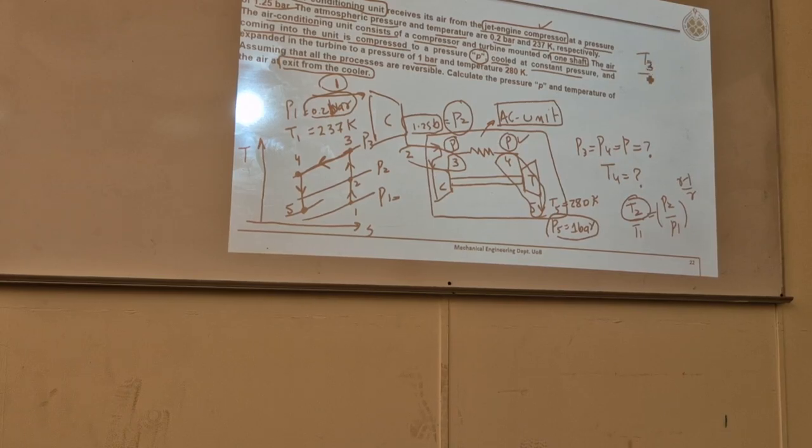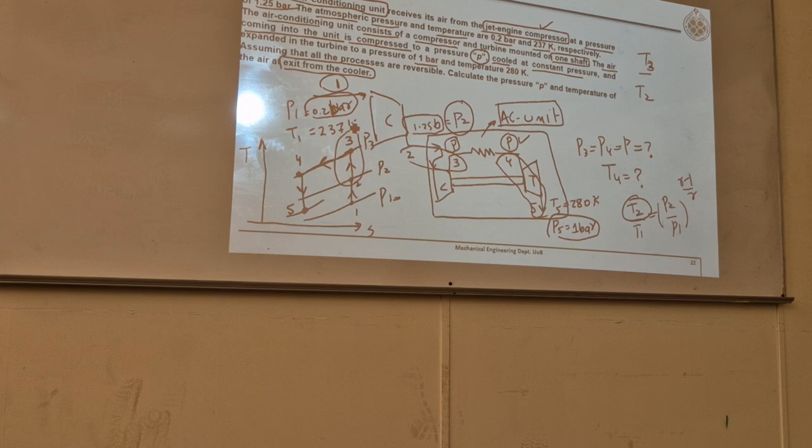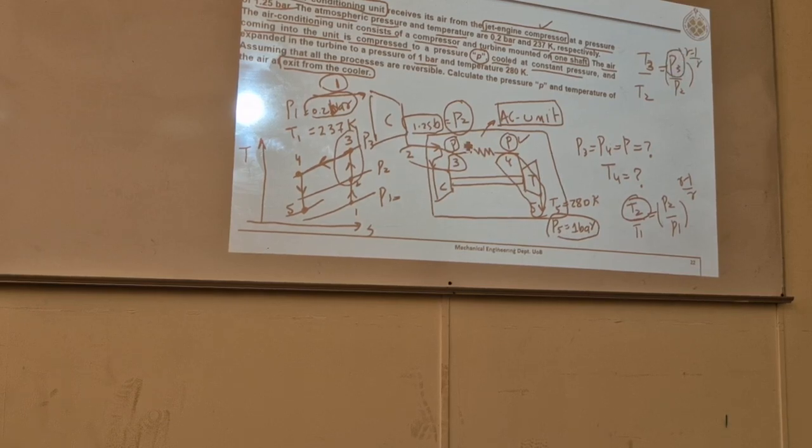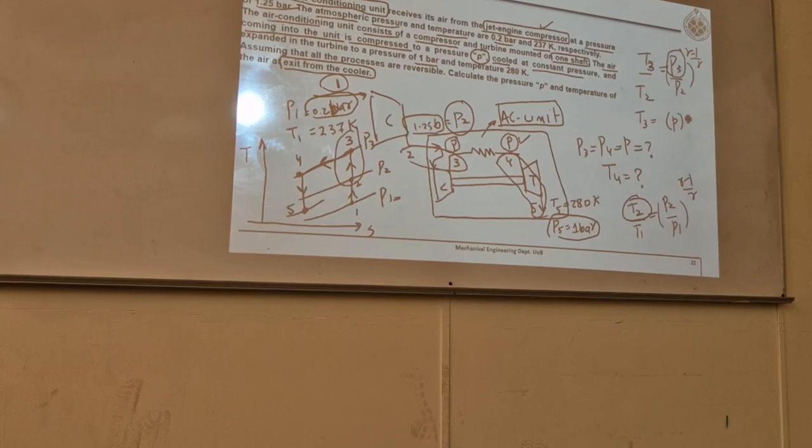T2 or T3 by T2, another isentropic: P3 by P2 to the power gamma minus 1 over gamma. Here P3 is unknown. Yes, this P3 is unknown. So I can write an equation of T3 in terms of P, because pressure is unknown.